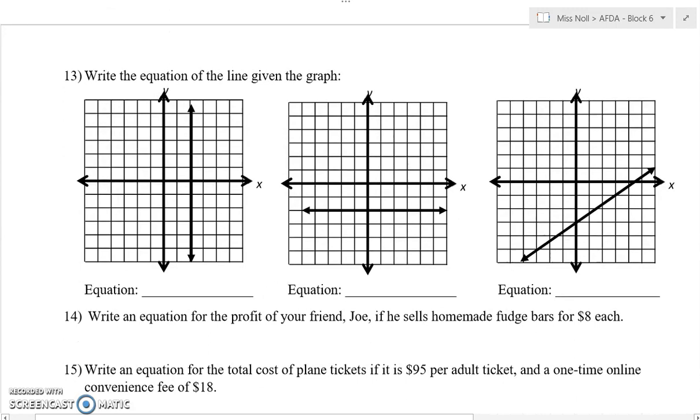Number 13, just remember, so we have a vertical line. When you see a vertical line, that means x equals whatever the x value is. So in this case, we have 2. Then there's one following a similar pattern. Hopefully you can figure that one out. And then this is just a normal graph, so you'll find the y-intercept and then the slope.